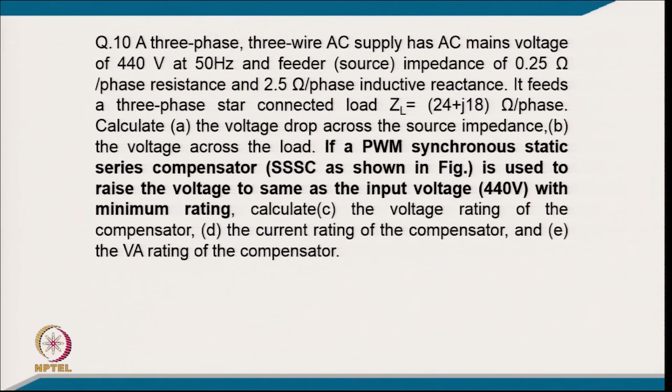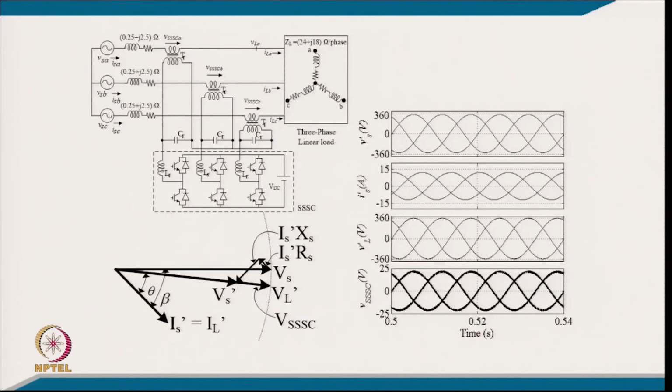Coming to the 10th example: a 3-phase 3-wire AC supply has an AC mains voltage of 440 volt 50 hertz and a feeder impedance of 0.25 ohm per phase resistance and 2.5 ohm per phase inductive reactance. It feeds a 3 phase star connected load of ZL equal to 24 + j18 ohms per phase. So, calculate the voltage drop across the source impedance, the voltage drop across the load, and if a PWM synchronous static series compensator is used to raise the voltage to the same as the input voltage of 440 volt with the minimum rating, calculate the voltage rating, current rating and VA rating of the compensator. So, this is a typical circuit diagram.